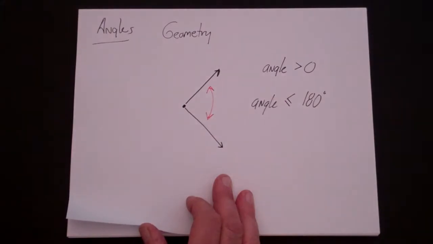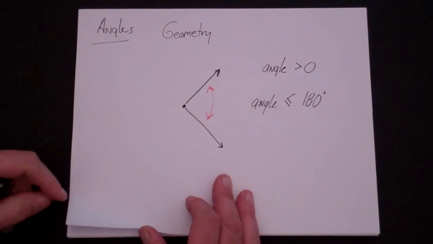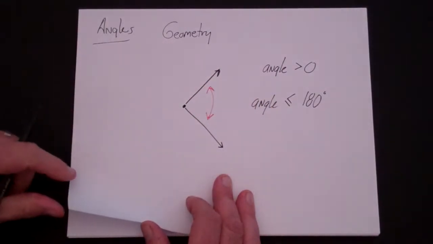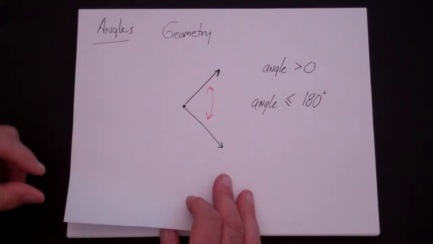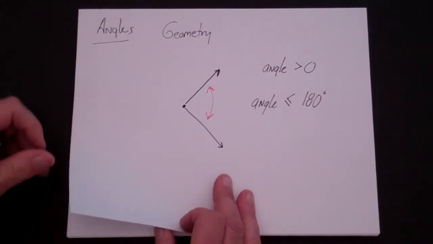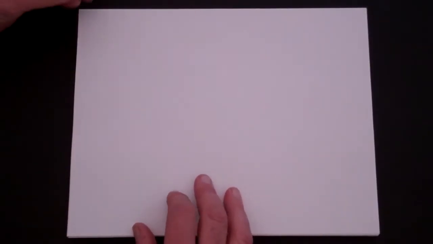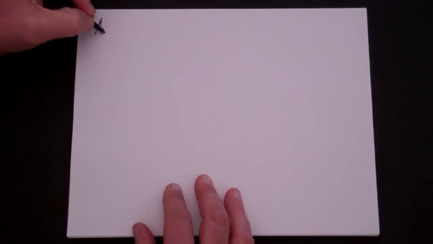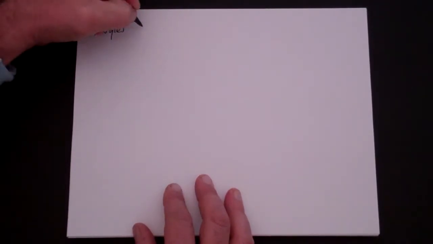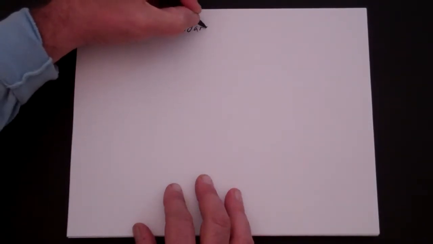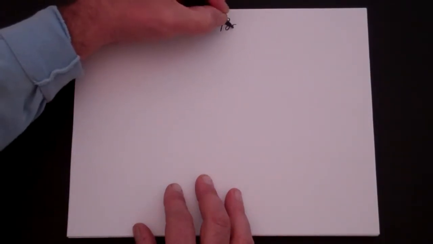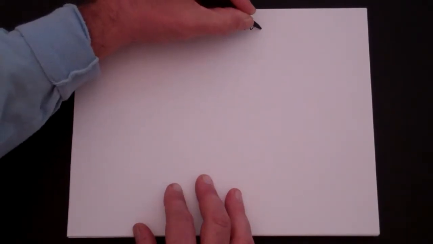Sometimes geometry defines it as less than or equal to 180 degrees, just depending on the way that you do it. But we can't have any angles greater than 180. We can't have negative angles. So what we want to do is break free from this definition. We're going to start anew, and we're going to define angles in standard position.